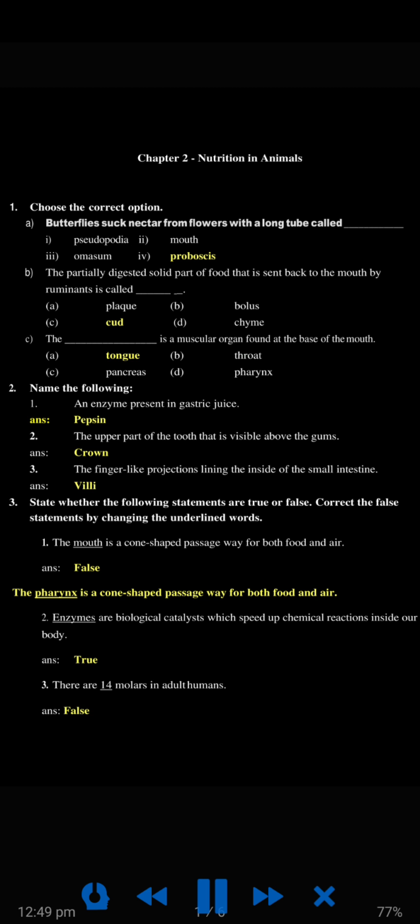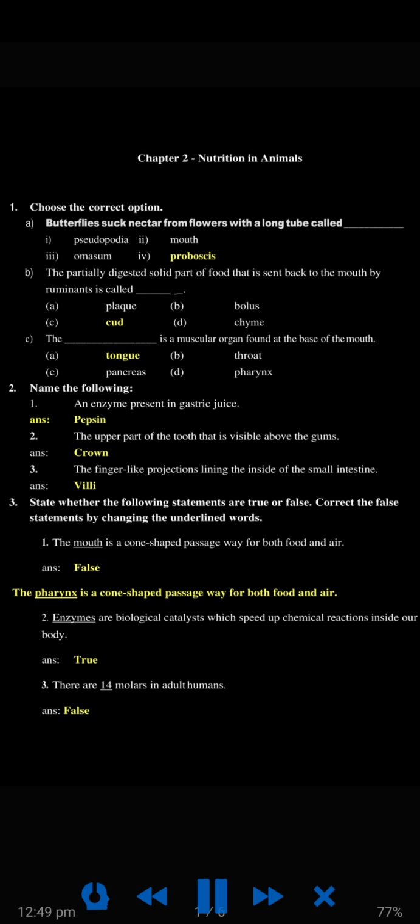2. Name the following. 1. An enzyme present in gastric juice. Ans. Pepsin. 2. The upper part of the tooth that is visible above the gums. Ans. Crown. 3. The finger-like projections lining the inside of the small intestine. Ans. Villi.